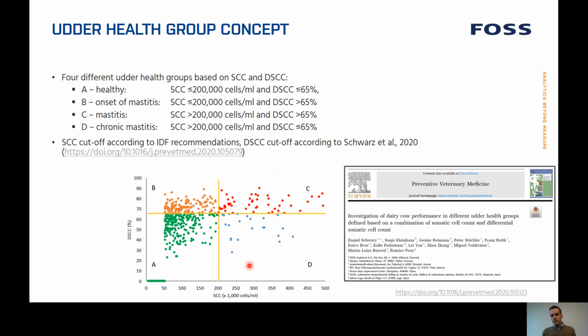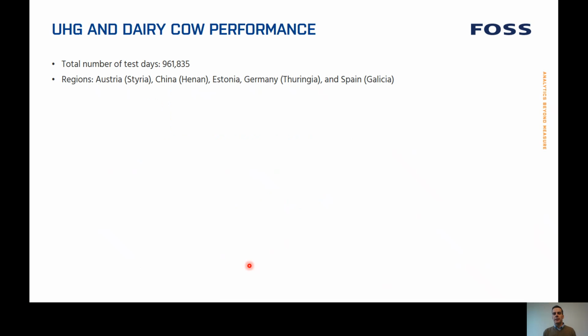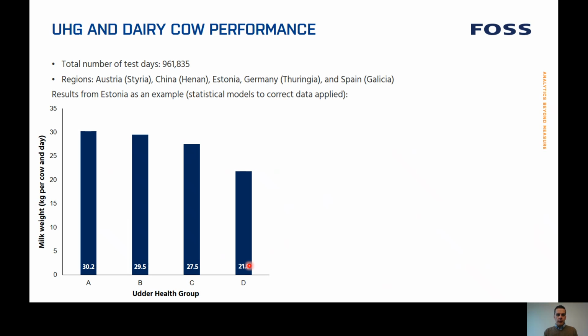This other health group concept is also published in the article shown here. And more interestingly, in this article, where we had almost 1 million test day records available from 5 different countries, Austria, China, Estonia, Germany, and Spain, we looked at the performance of the dairy cows in the 4 different other health groups. And I brought the results from Estonia as an example here.